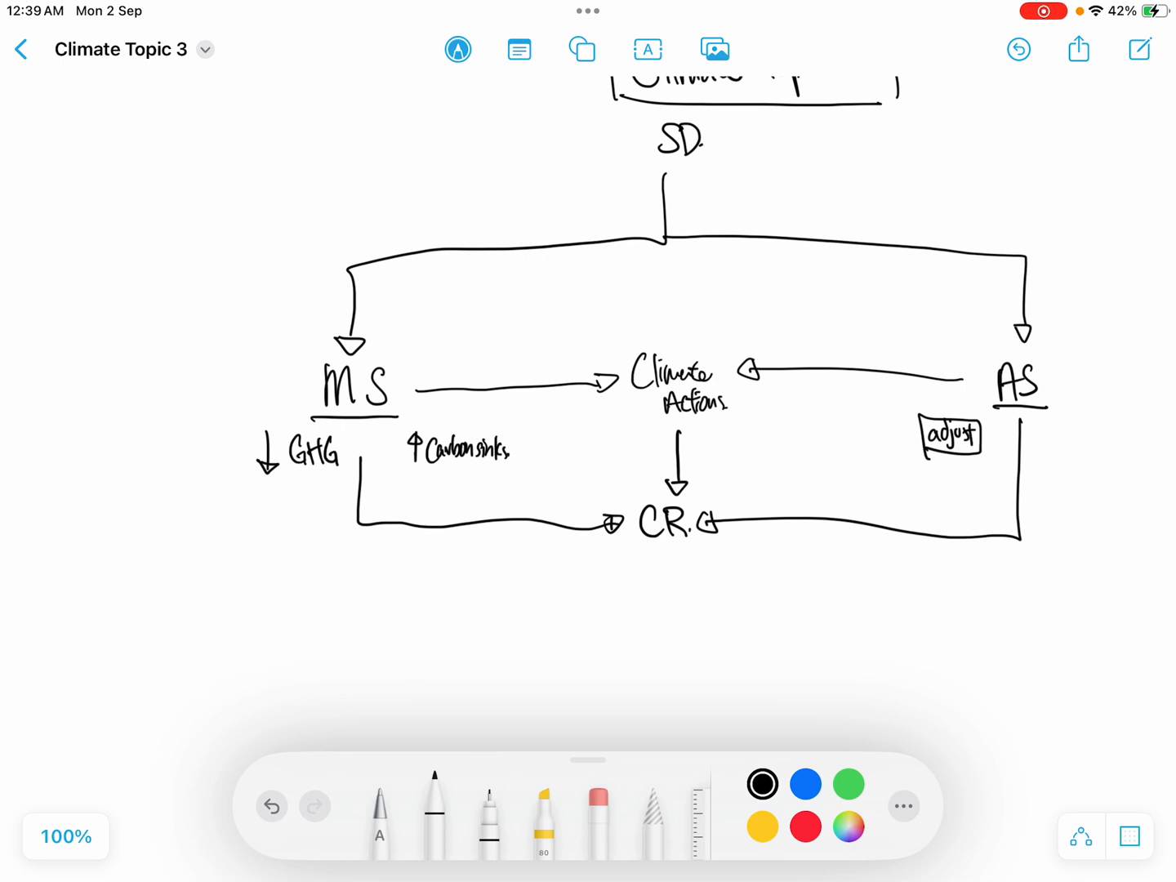Both the mitigation and adaptation strategies are actually complementary. Remember this, okay? This is a key word. They are both complementary to each other. So countries should implement both strategies. One is to slow down, one is to put in place measures, right?